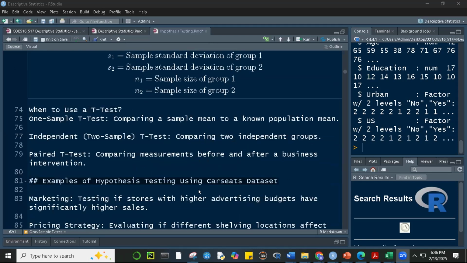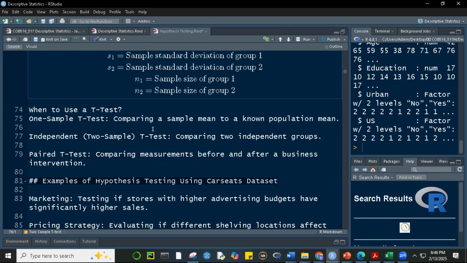Of course, before the example, we said, the one-sample t-test, you compare a sample mean to a known population mean. Then the independent t-test, independent because the two samples are independent of each other. Then there's one more, the paired t-test, where we compare measurements before and after. So we'll have three examples here in our t-test.